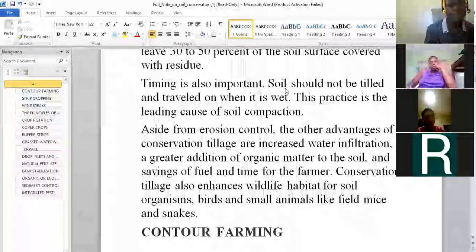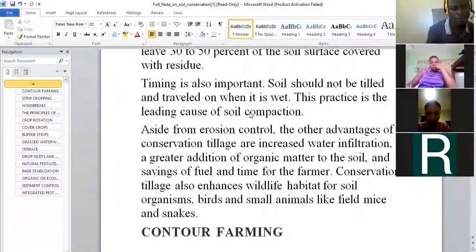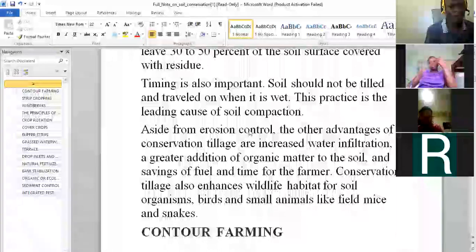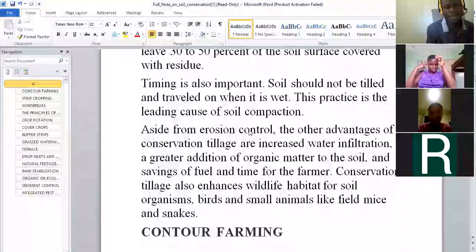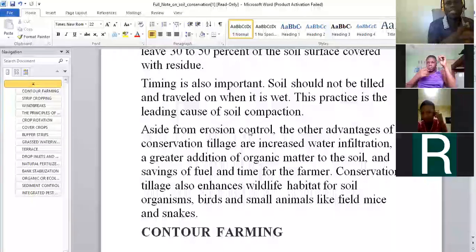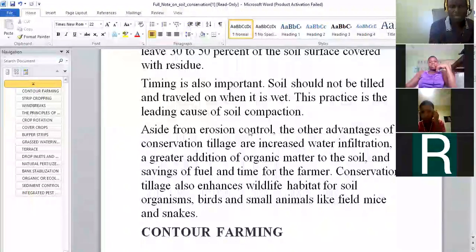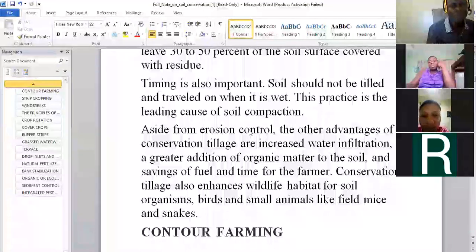Then, of course, the timing for the no tillage is also very important. Tilling should not be done, or the soil should not be manipulated, when it is wet. Otherwise, it will lead to soil compaction. Soil compaction means that the soil becomes so cemented, like heavy clay, that it cannot be easily manipulated. So once the soil is wet, do not till, do not plow, do not go and weed. Let the soil at least dry to some extent.